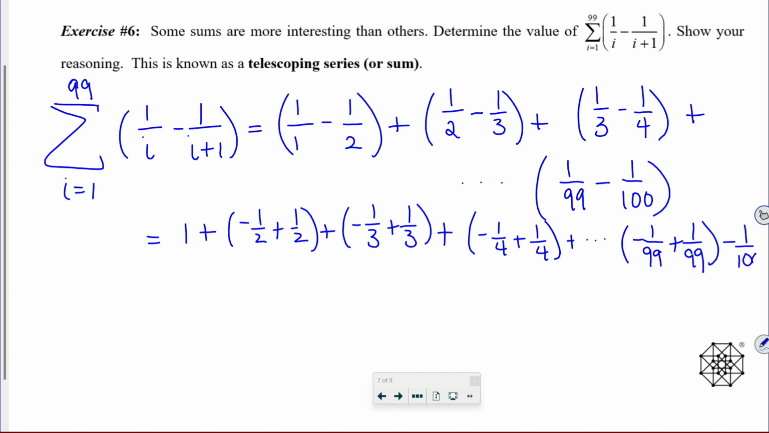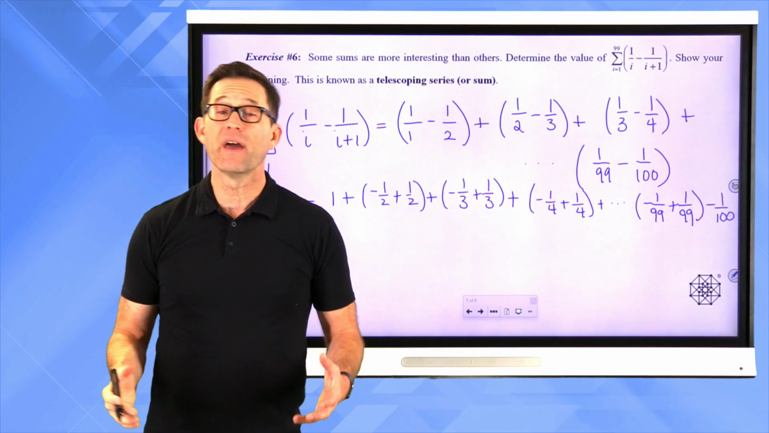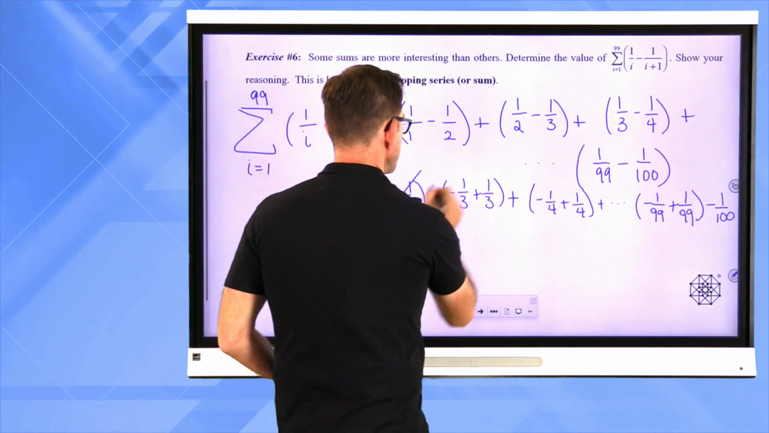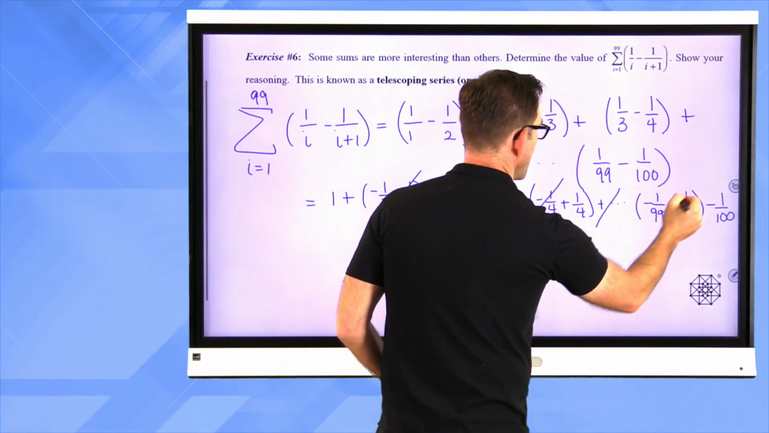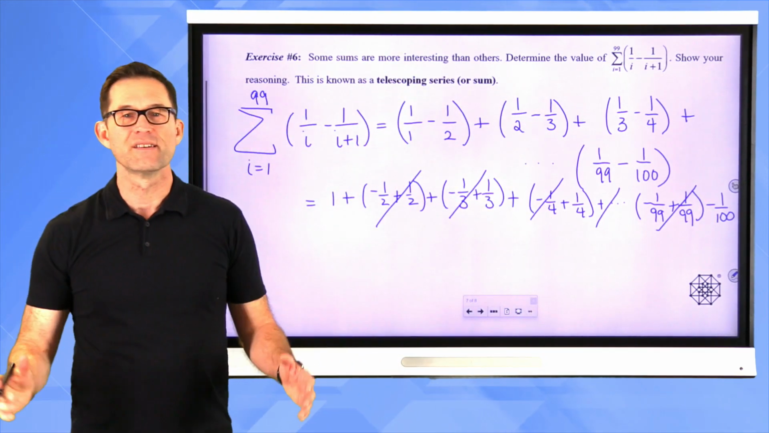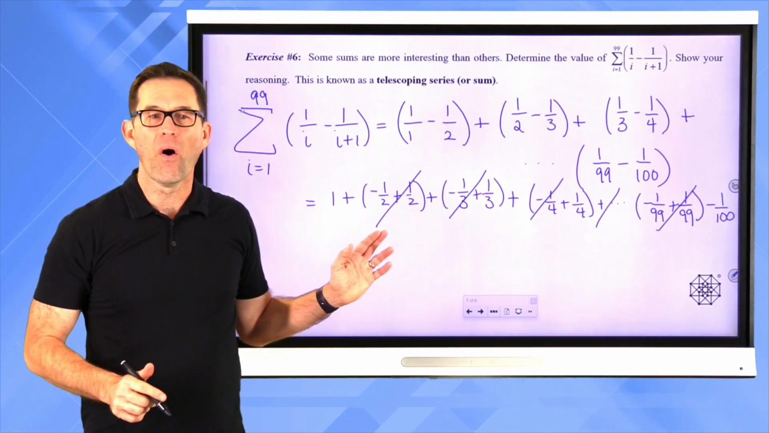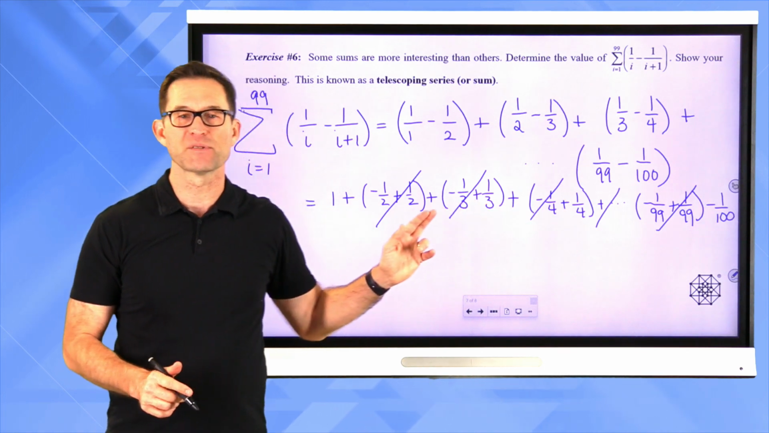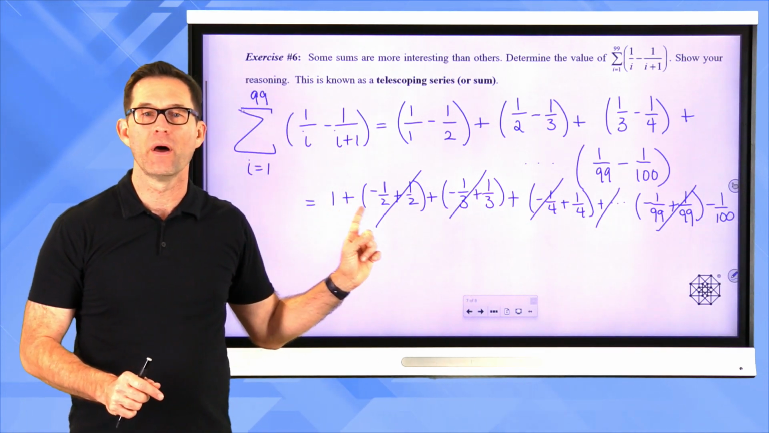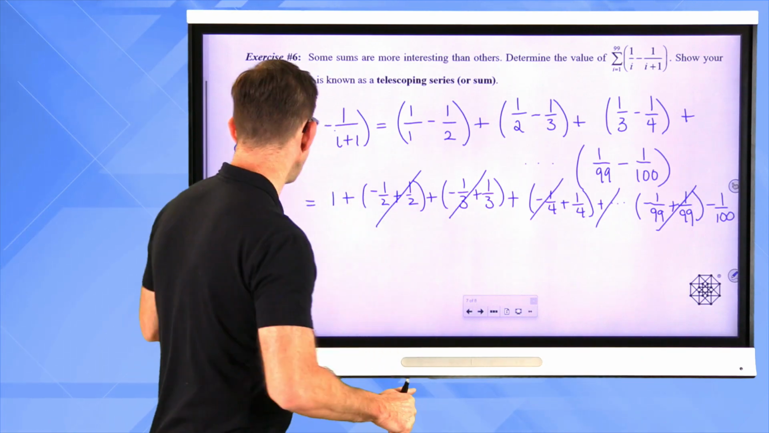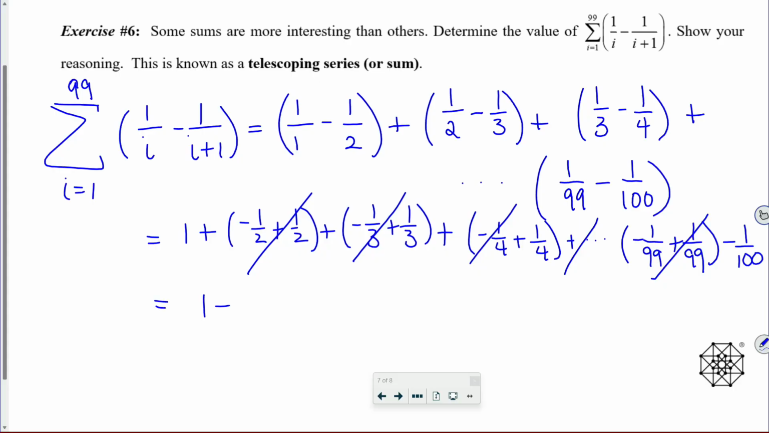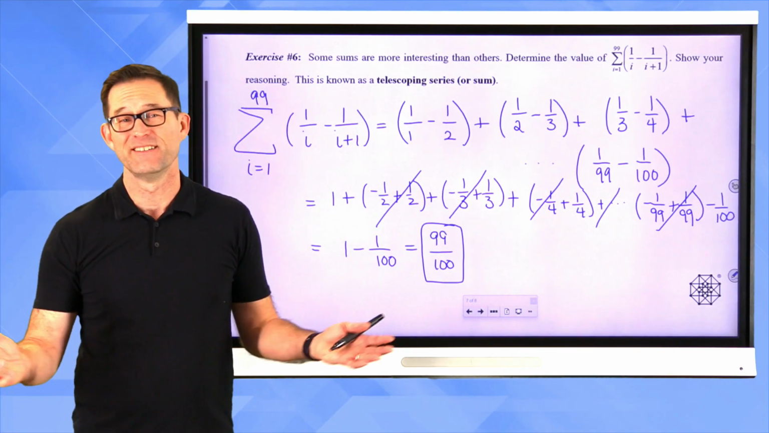minus 1/100. Now, what is the advantage of doing that? Well, 0, 0, 0, 0, 0, 0, 0, right? This entire sum goes, all of those terms in the middle collapse on themselves except for the number 1 and the number negative 1/100th. So all of this is equal to 1 minus 1/100th, which is 99/100ths. And that is our final answer, or 0.99, if you will.